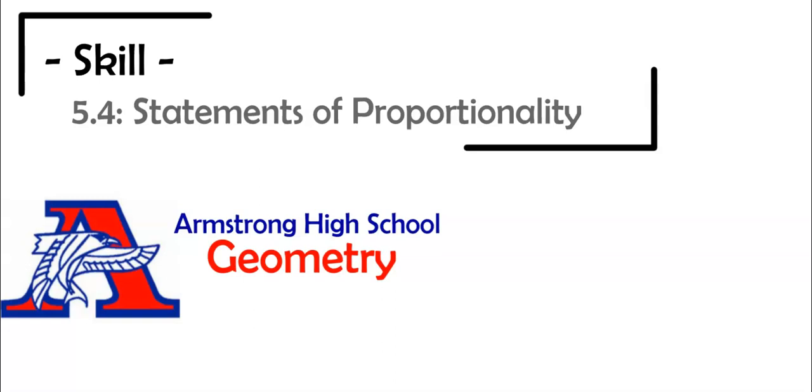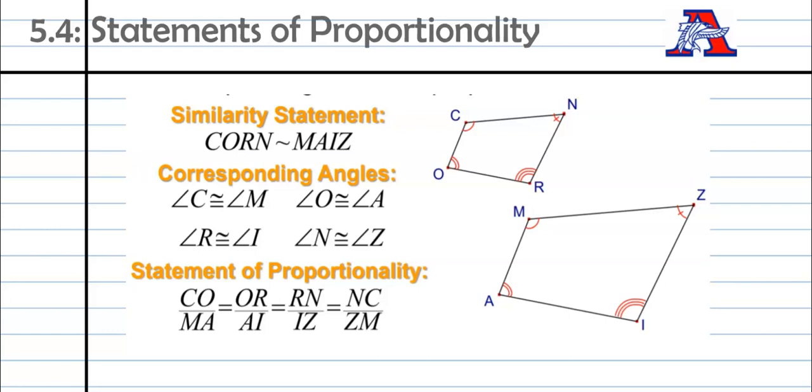So this is 5.4, statements of proportionality. This first slide definitely takes some time to pause and write this down if you need to, but what we have here is a similarity statement along with diagrams of two similar quadrilaterals. We have quadrilateral CORN that is similar to quadrilateral MAIZ, or maize, I guess. Corn is maize. And along with that, we have our corresponding angles.